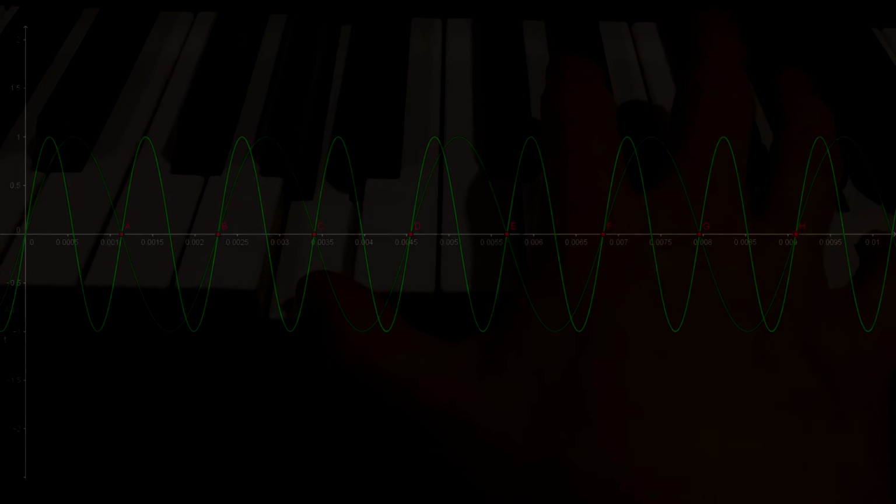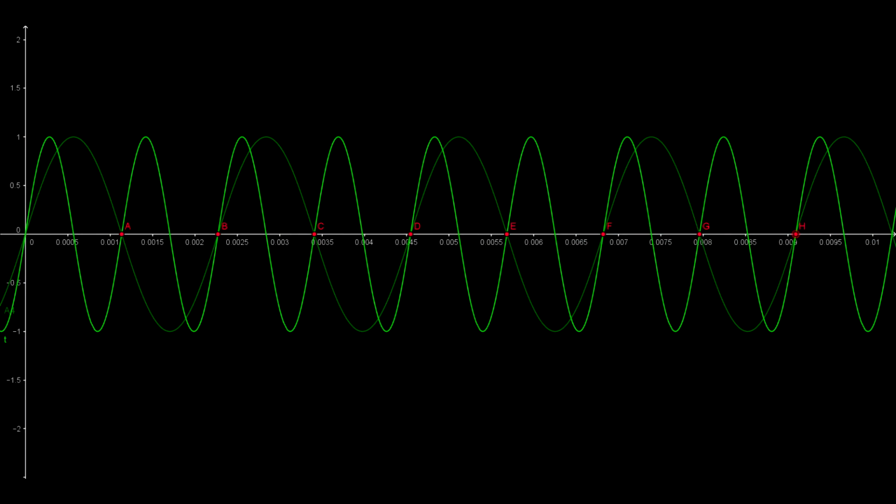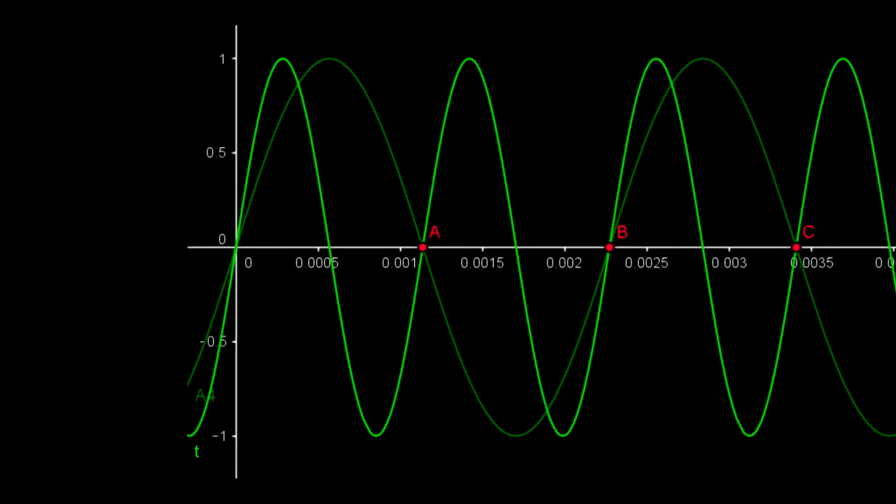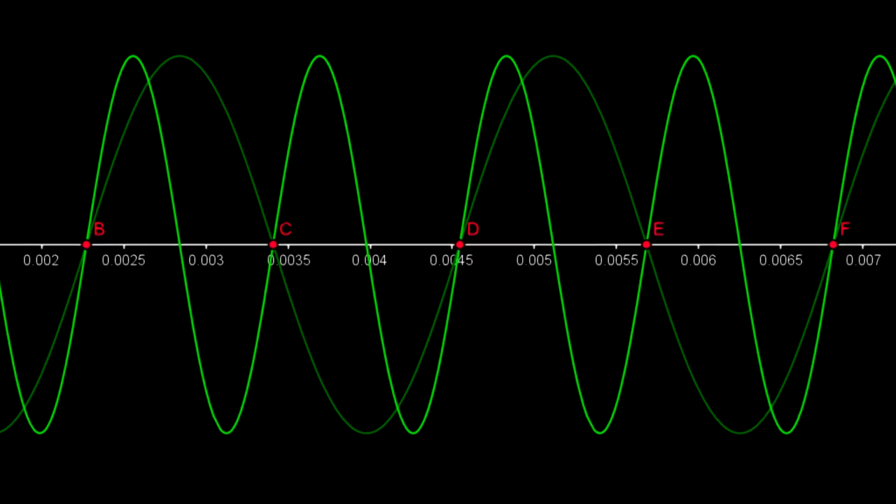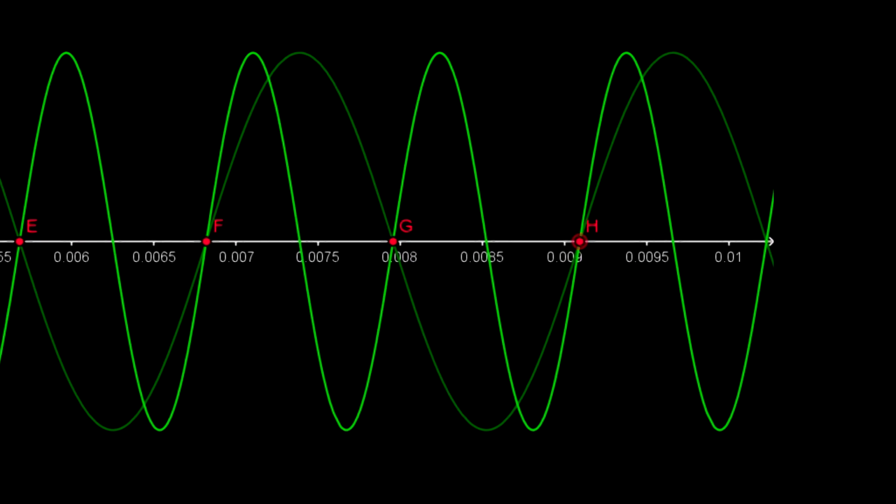Lastly, A4 and A5, which are called octaves, also sound good together. Here, the notes cross the x-axis at the same point 8 times, which seems obvious because A5 is twice as fast or frequent as A4. When comparing graphs of notes that sound bad together, they look a lot different.